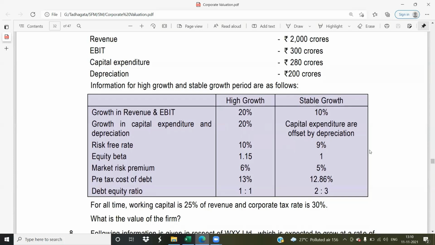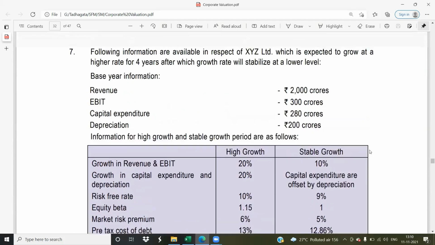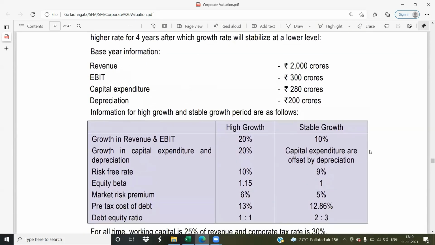So first we need to find the cost of capital of equity and debt. Then find the weighted average cost of capital for the high growth period and the stable growth period. Then to find the terminal value, you have to use the WACC of the stable growth period. For the high growth period, you use the WACC of the high growth period. Then after discounting the terminal value to year 4, we need to discount it at the WACC pertaining to the high growth period, right?